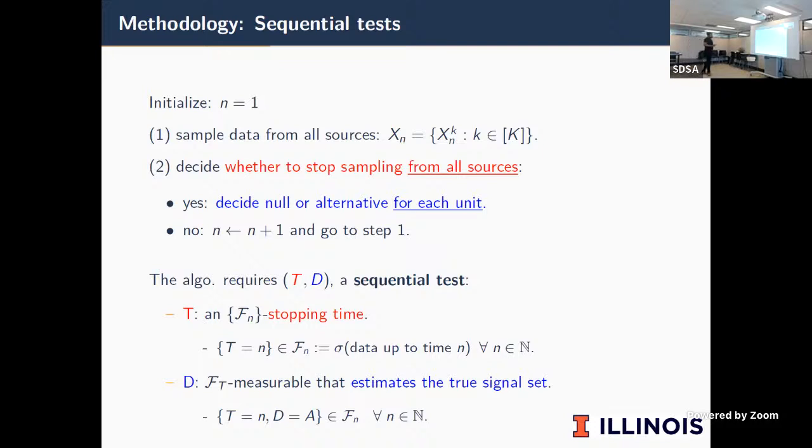So this means the algorithm requires two things. One is a stopping time T, which relates to this, and D, a decision rule that relates to this. Now, the stopping time is a function of data up to time n at any time point n. That means the event T equals n belongs to the sigma algebra of data up to time n, and D is the decision rule that estimates the true signal set. Okay, so after stopping.